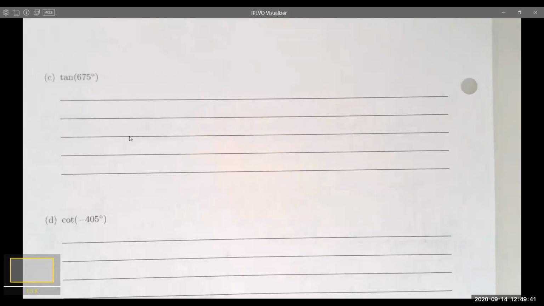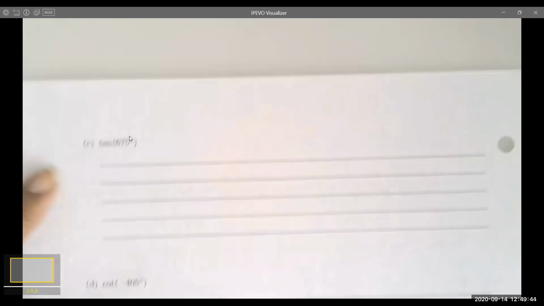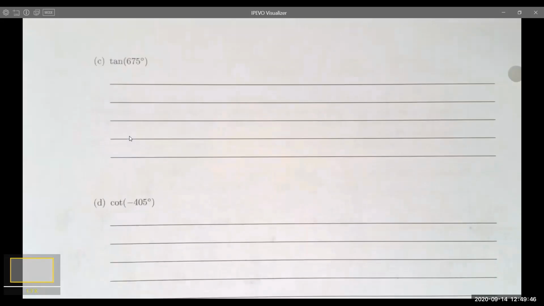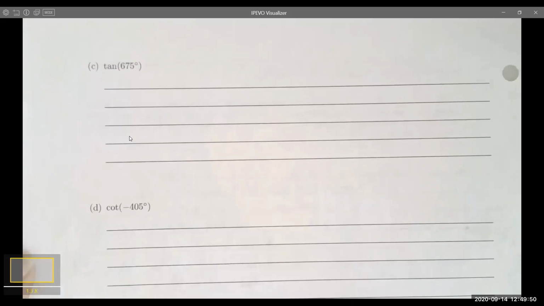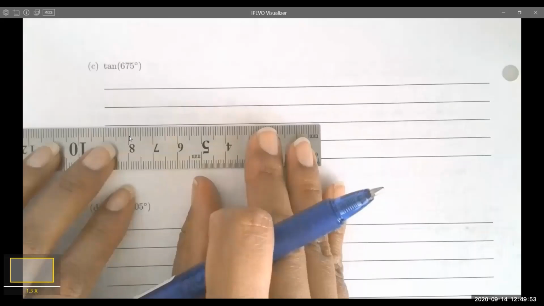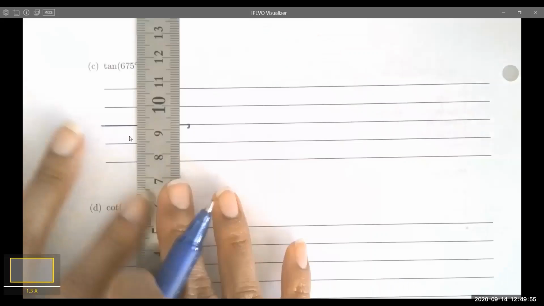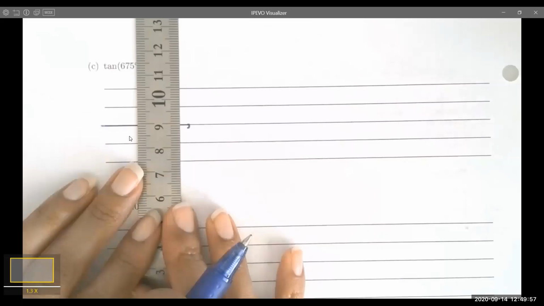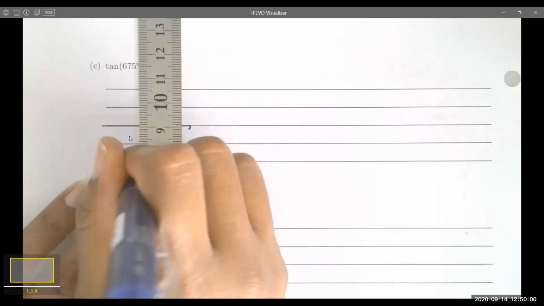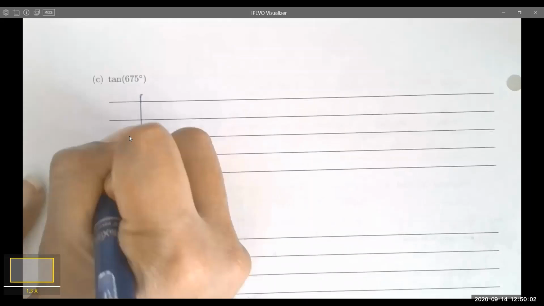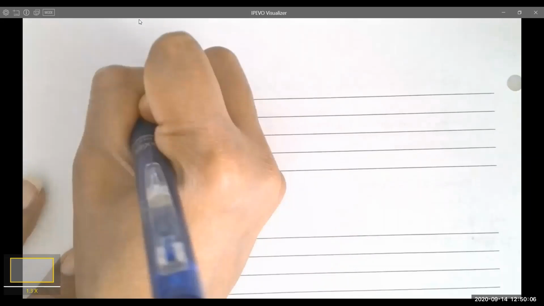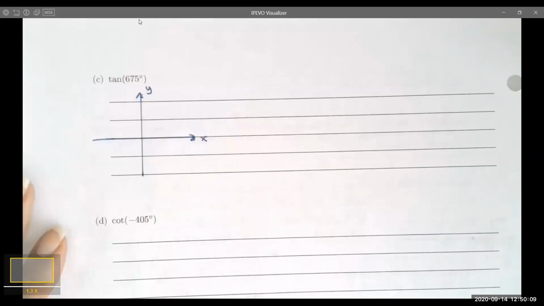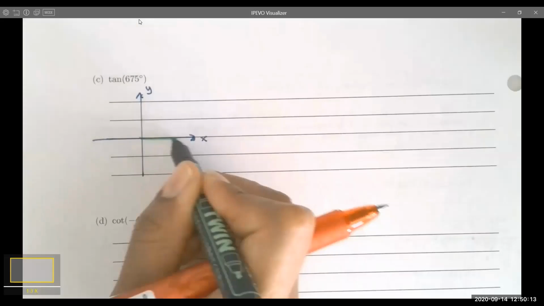Oh, and we actually have two more of these examples. So part C, tangent of 675. Let's try the diagram. Okay, so 675, how many full cycles is that going to give us? Well, it's just going to give us one full cycle.